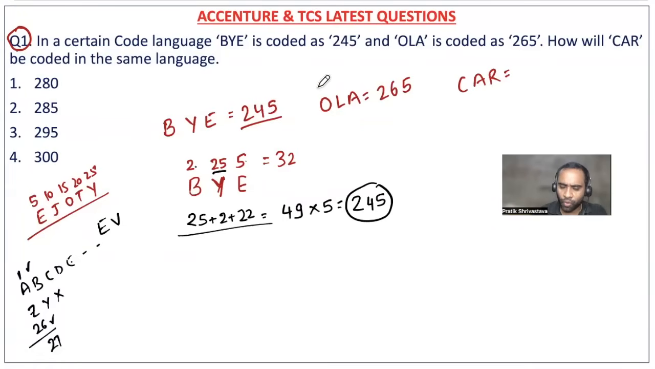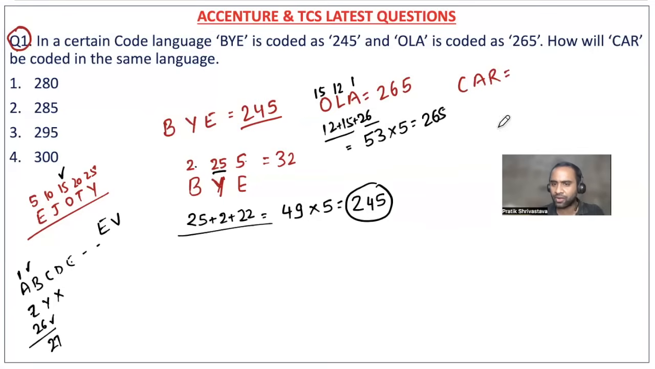Now OLA. O is 15, L is 12, A is 1. Opposite: 15 plus 12 will be 27, 12 plus 15 will be 27, 1 plus 26 is 27. If you add everything, 27 plus 26 is 53. 53 into 5 will be 265. That's all done. Now we will easily be able to solve it for CAR as well.